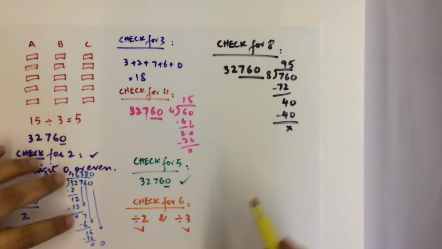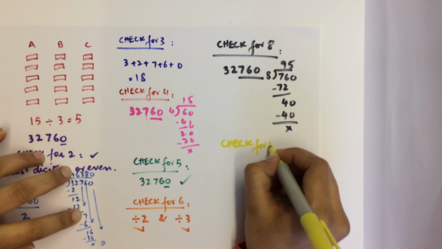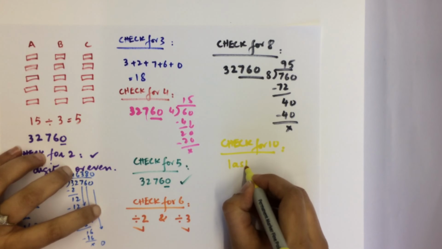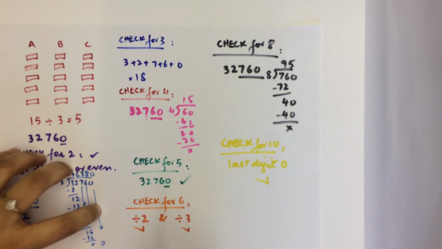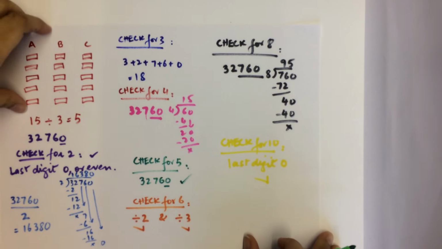Moving on, check for 10. The check for 10 says if the last digit is 0, then the number is divisible by 10. Moving on to the last one, and this is a little complicated, so please be very attentive here. The last check is the check for 11.